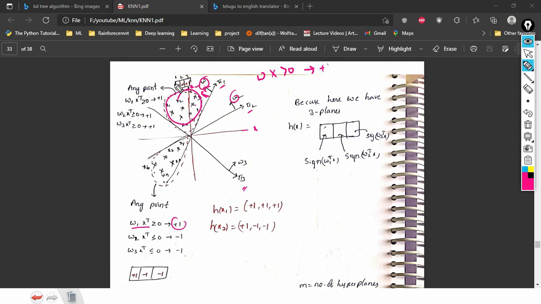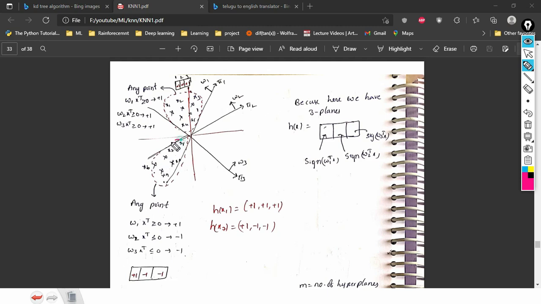For each plane we create it like this. Because we have 3 planes, the hash function is like this. For this region, because these two are in the same direction, we will get positive, and for this also it is the same direction, here also we will get plus, and for this also it is the same direction, hence we will get positive.